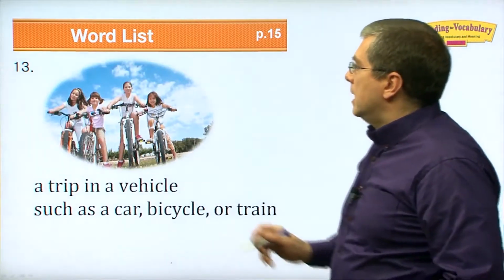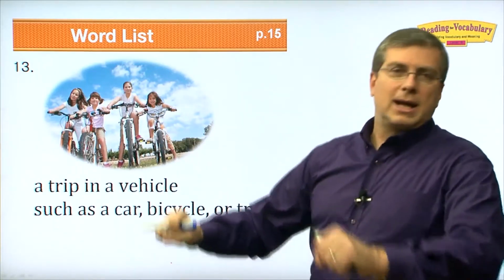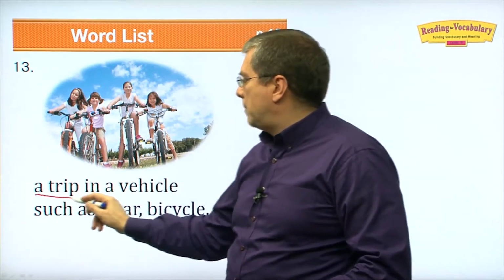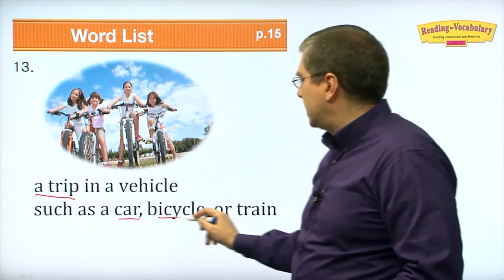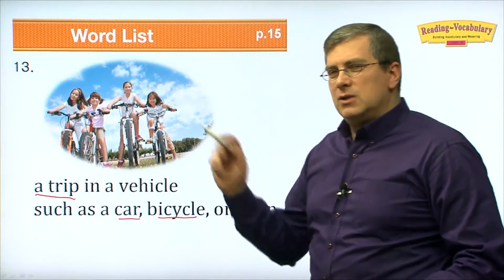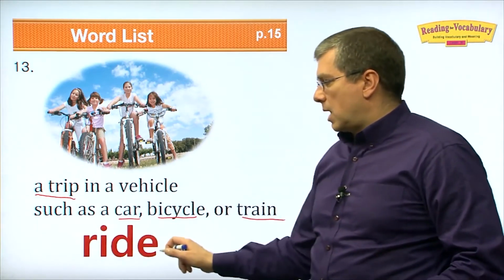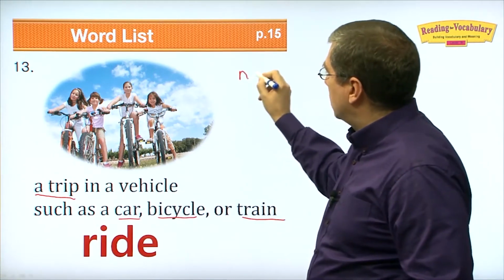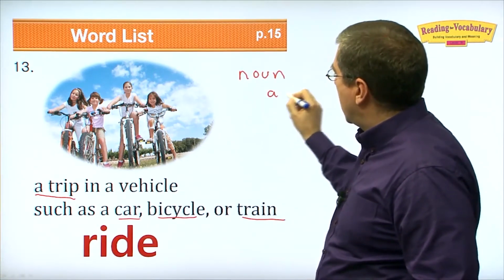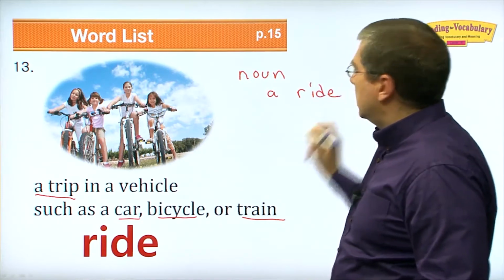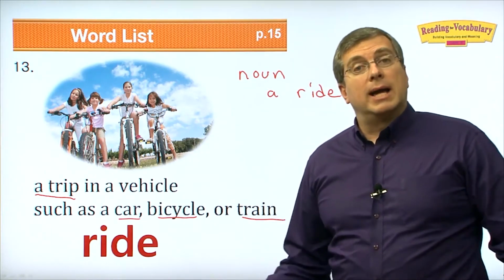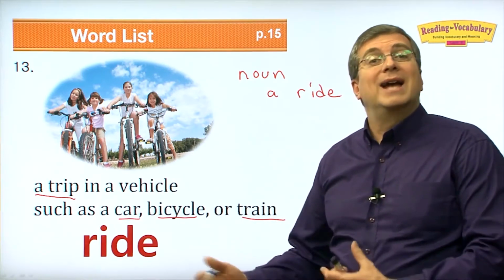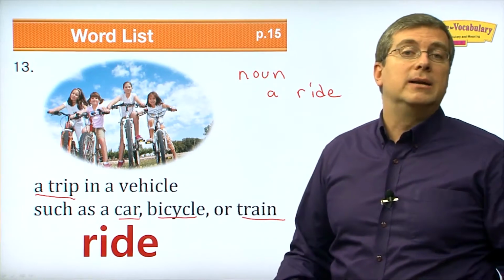Number 13. So, these kids are having fun, right? They got their bikes. What are they doing? Well, here we have a definition here. A trip in a vehicle, such as a car, bicycle, or train. So it's an interesting word here, and the word is to ride. Now, that's interesting. Ride can be a noun. A ride. For example, let's take a ride, right? Let's take a bike ride. Let's take a ride in our car. Let's take a ride by train.